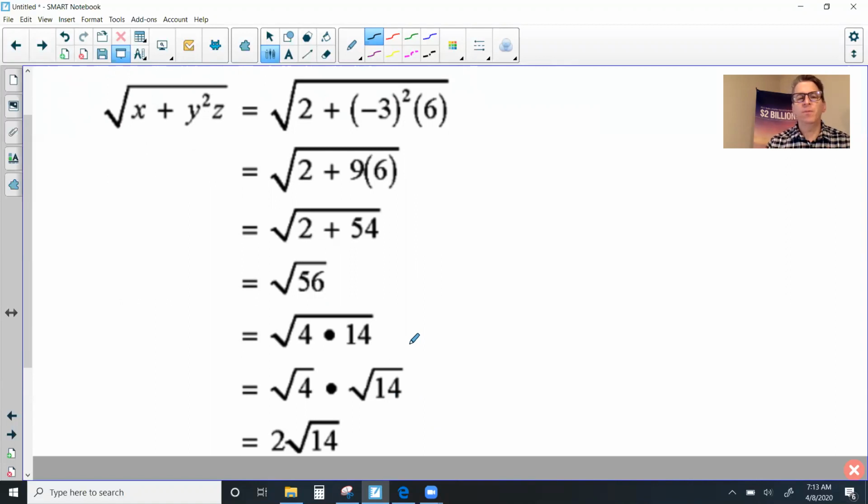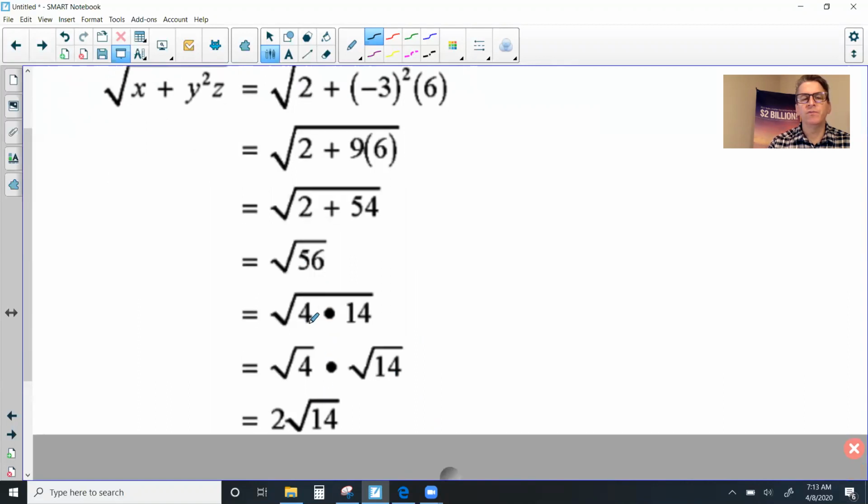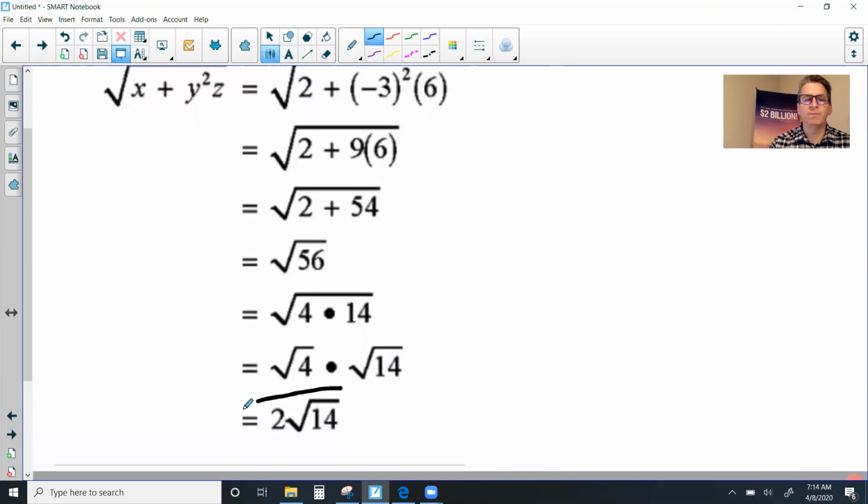So you want to think of your perfect squares again: 4, 9, 16, and so forth, to simplify your radical. The square root of 4 times the square root of 14 is 2 square root of 14, which is your answer.